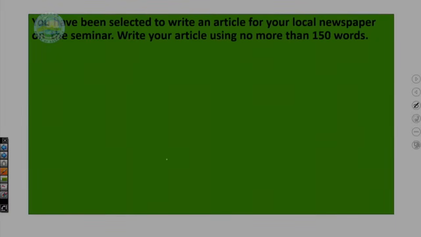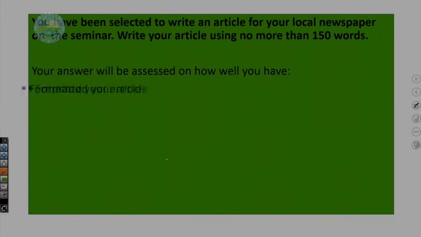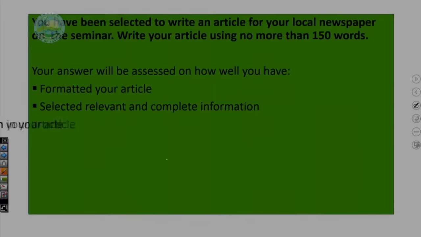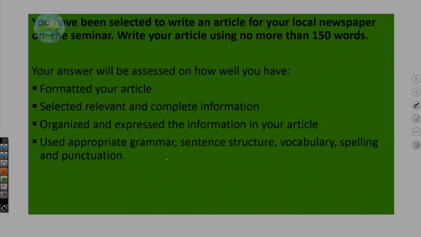You have been selected to write an article for your local newspaper on the seminar. Write your article using no more than 150 words. Your answer will be assessed on how well you have formatted your article, selected relevant and complete information, organized and expressed the information in your article, used appropriate grammar, sentence structure, vocabulary, spelling, and punctuation.